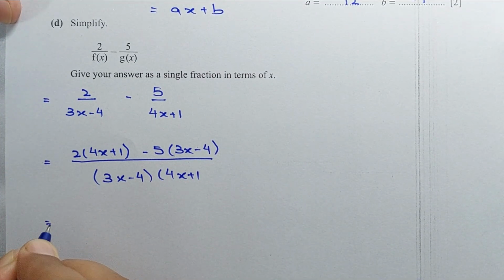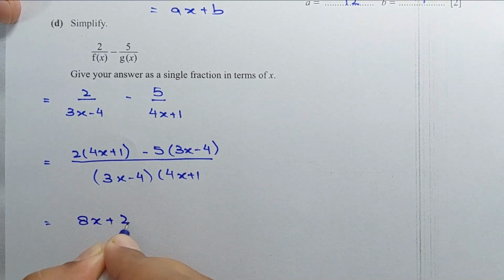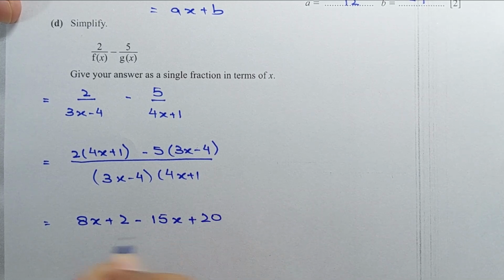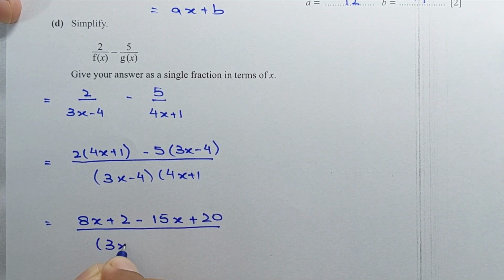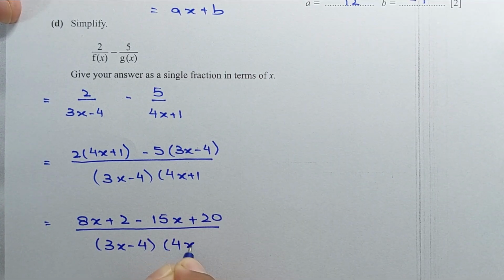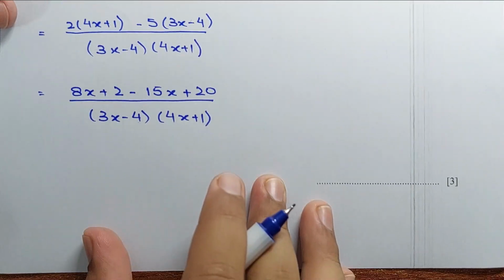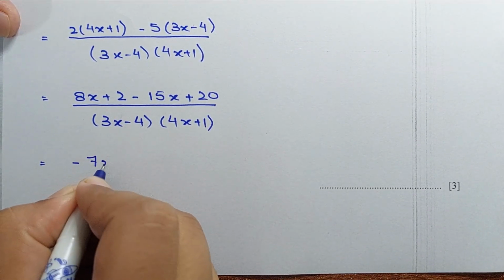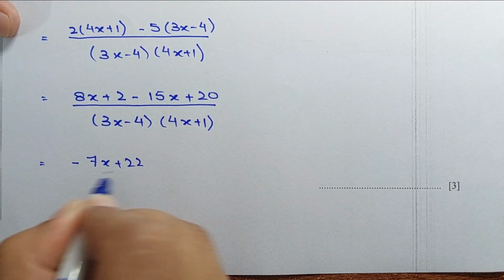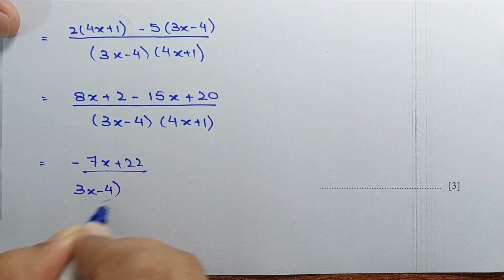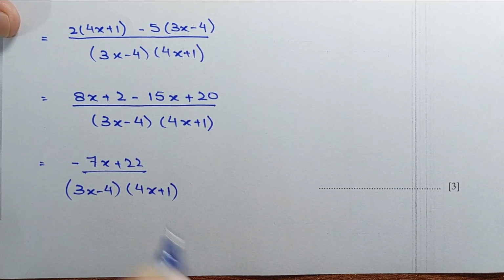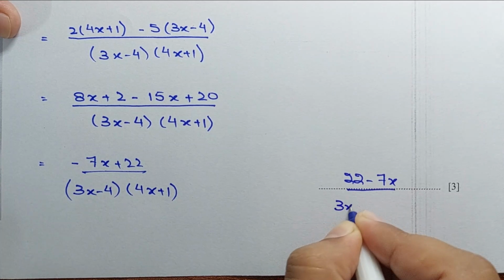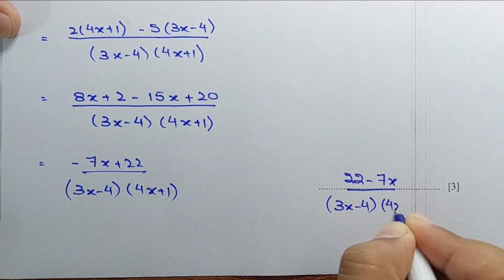Alright. Now 2 times 4 is 8x, 2 times 1 is 2, minus 5 times 3 is 15x, and minus 5 times 4 is minus 20... plus 5 times 4 is 20, divided by 3x minus 4 and 4x plus 1. Alright, so 8x minus 15x is minus 7x, and 20 plus 2 is 22, divided by 3x minus 4 and 4x plus 1. This is 22 minus 7x divided by 3x minus 4 into 4x plus 1.